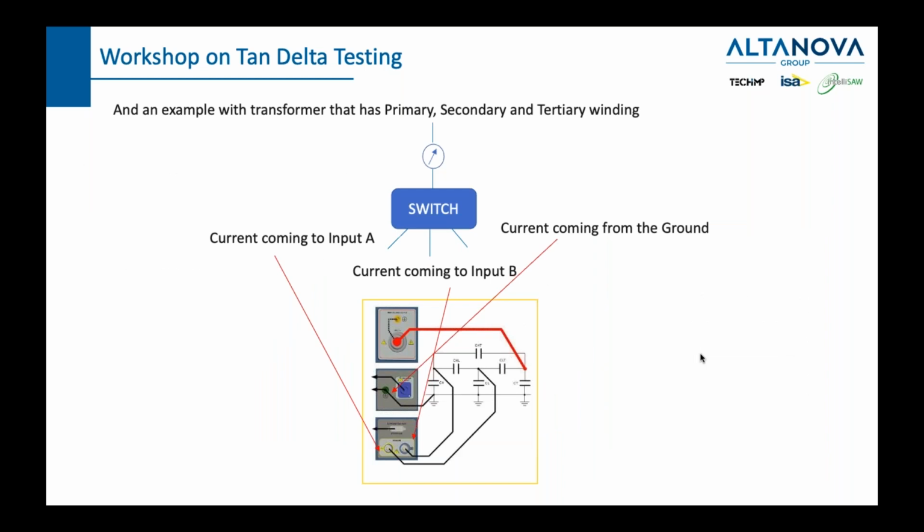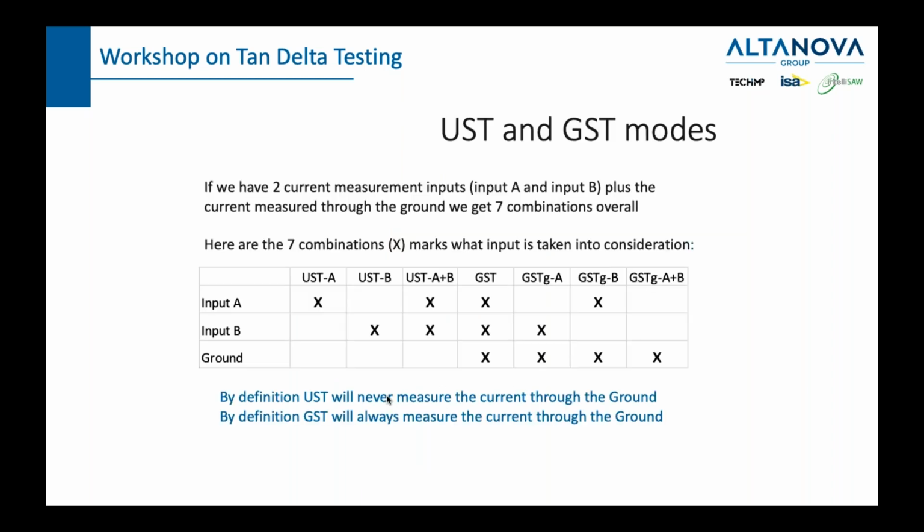If we have a transformer with primary, secondary, and tertiary side, we will not just use input A, but we will also use input B. So inputs A and B will be used. And we should keep in mind, we always have 3 measurements of currents: input A, input B, and ground. Always also the ground. That's why we have to ground the device always properly.